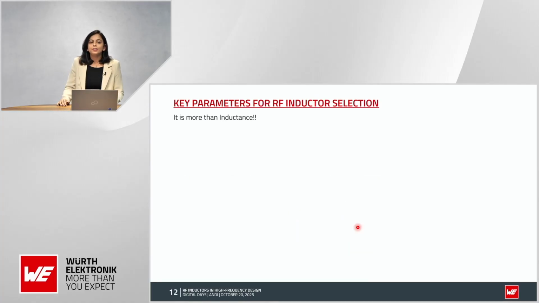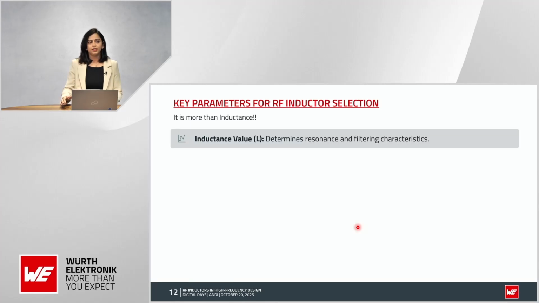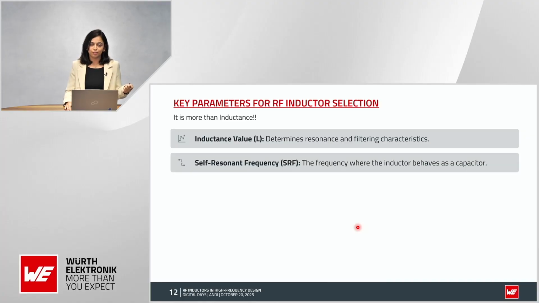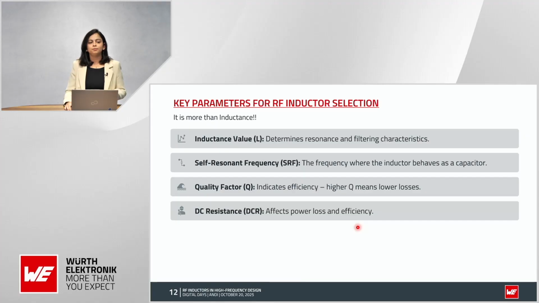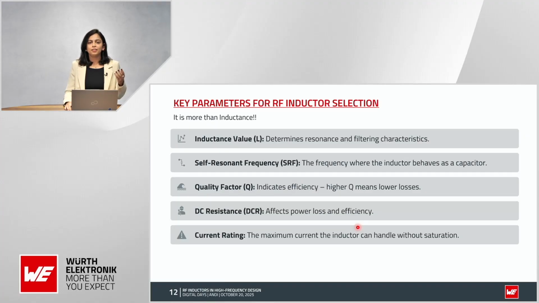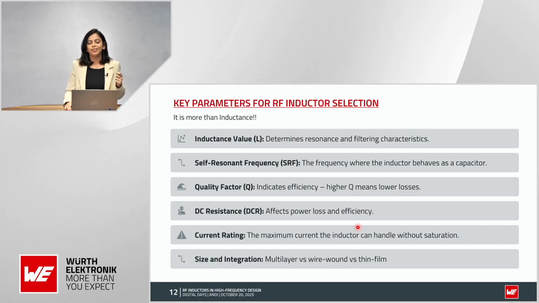Now, let's look at the key parameters that we should consider while choosing an RF inductor. First, the inductance value. It's the basic thing, but choosing an inductor is not like we pick a 10 nanohenry inductor from the catalog. We should also consider the self-resonant frequency, quality factor, DC resistance, current rating, and last but not the least, size and integration. Let's see all these parameters in detail and learn how they influence our circuit design.